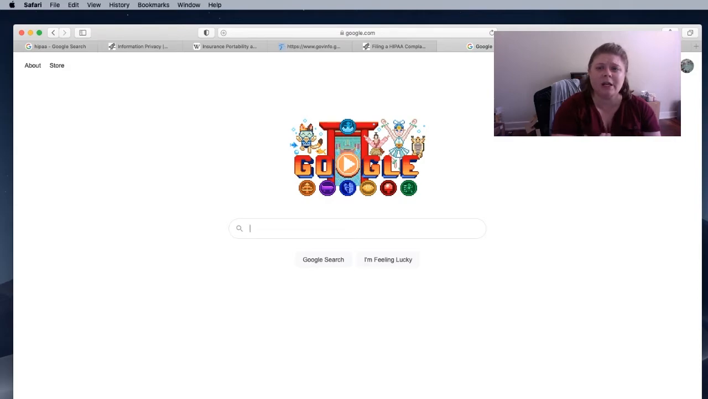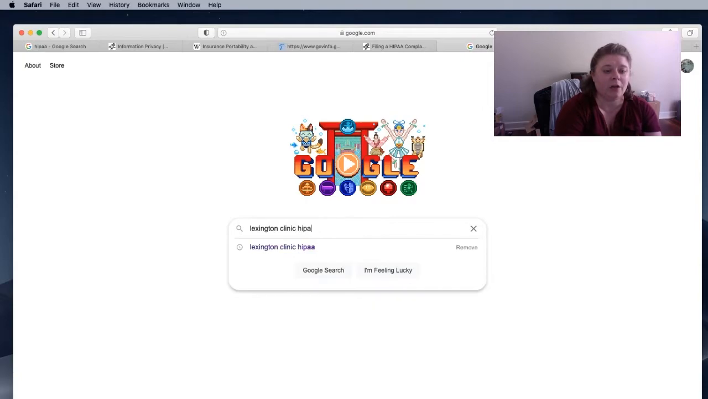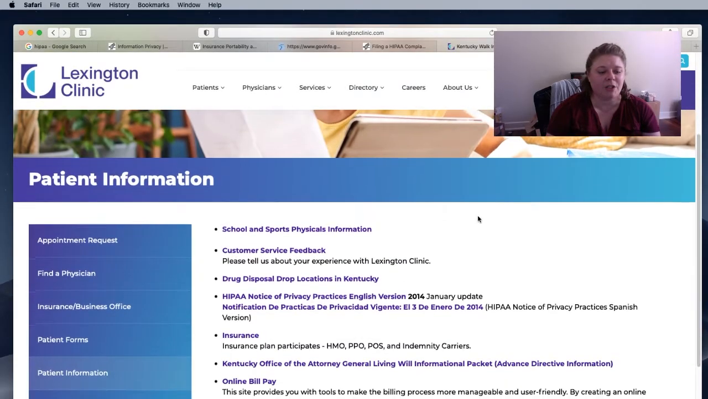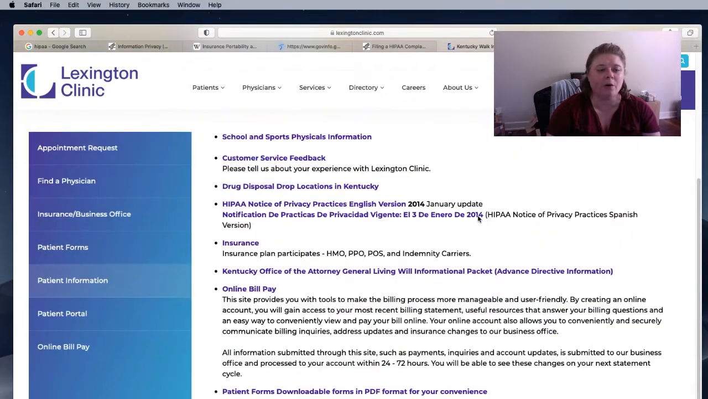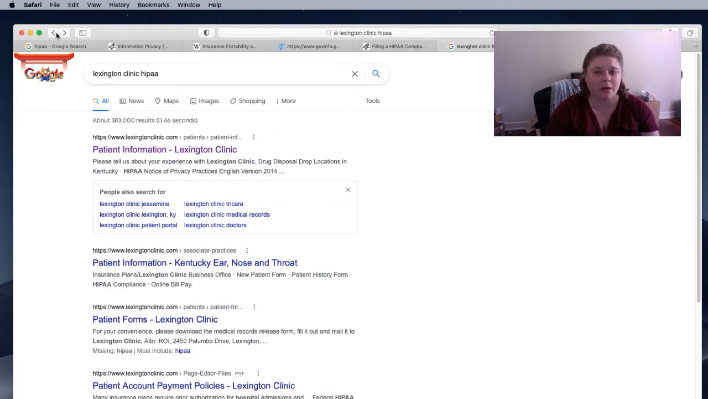Looking up a healthcare company's HIPAA policy or privacy policy is really as easy as a quick Google search. For example, if you're in Lexington and you use the Lexington Clinic, you can look up the HIPAA policy under patient information. And you can get more information about your rights. So I do encourage, if you want to make sure that your healthcare provider is complying with HIPAA, that you do those Google searches and look up information.